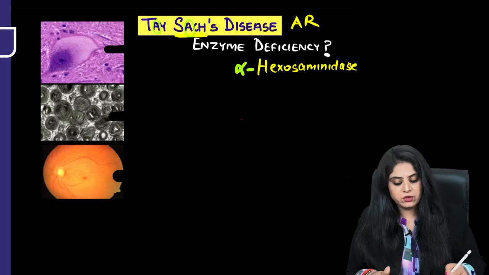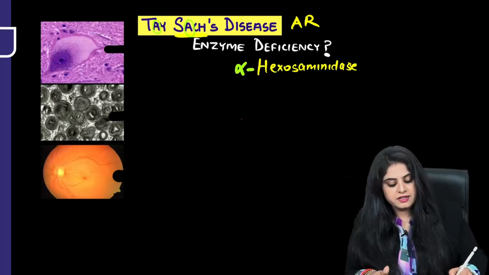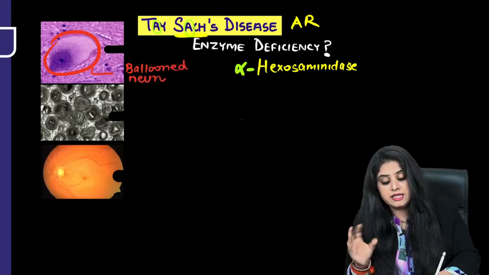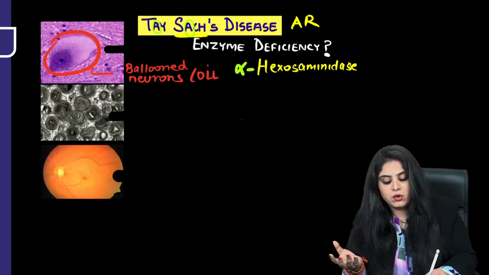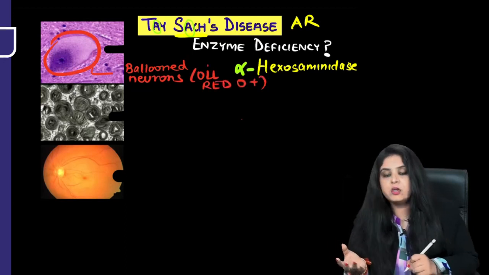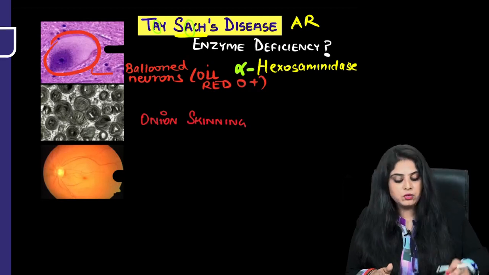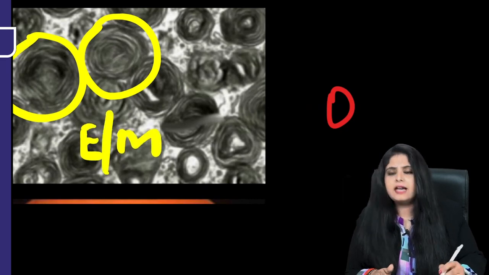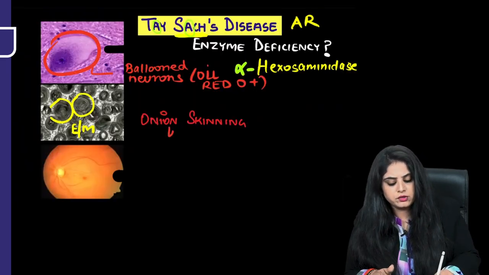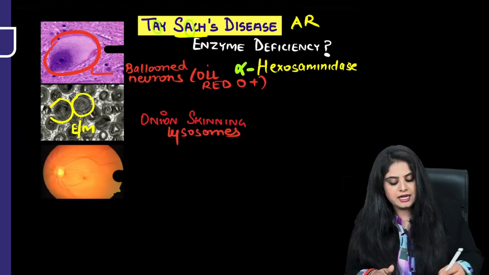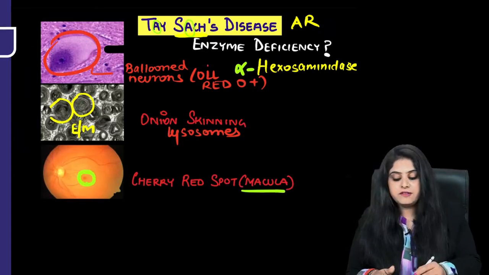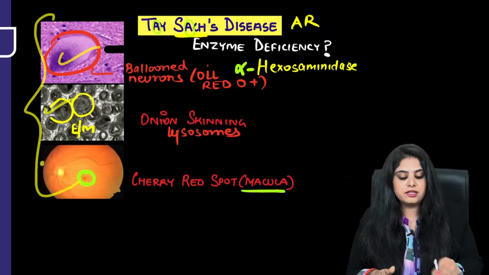What are the different things that you're going to see? Firstly, over here, you can see the very, very famous balloon neuron. You're seeing such a big neuron over here. It's as if it's like a big water balloon. So if they ask you, what is this balloon neuron containing? Fat. That's why I've written it in red. It is oil red O positive. Previous year question. What else? I can see some onion skinning happening over here. Can we all appreciate these round and round black and white electron microscopic pictures? Onion skinning of what? Of course, it's a lysosomal storage disorder, so it's onion skinning of lysosomes. And lastly, what is it that you see in ophthalmology? We can see that cherry red spot at the macula. So these are the 3 findings that you will see in Tay-Sachs disease: balloon neurons, onion skinning, and cherry red spot.